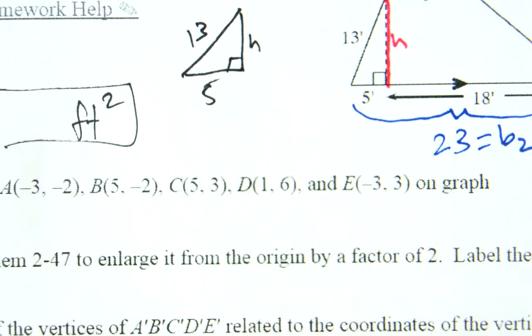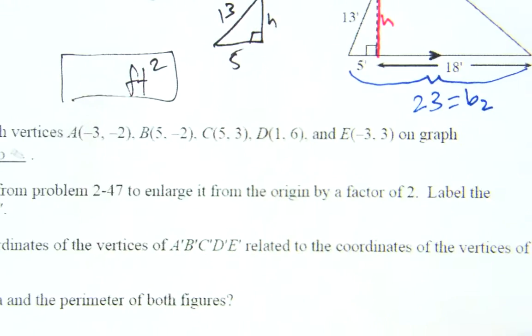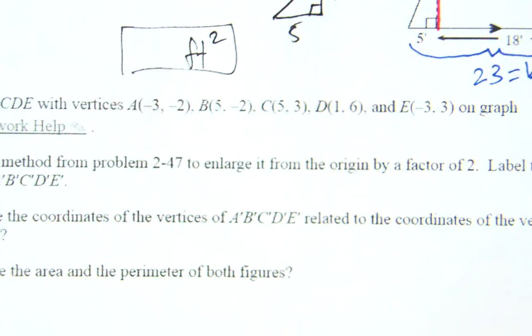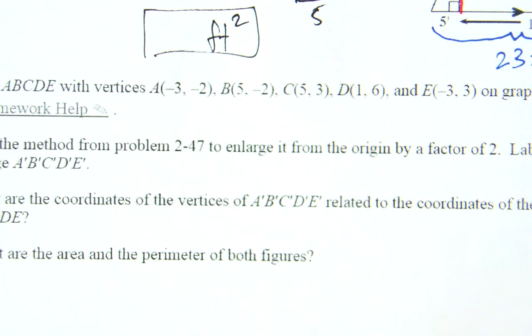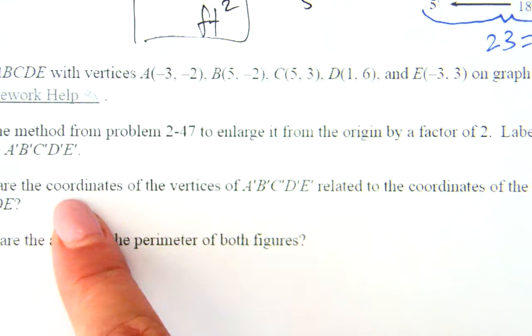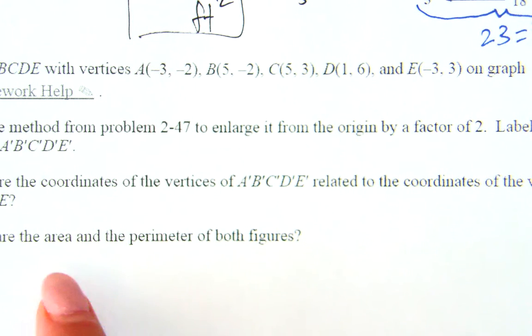Okay, 83. A, B, C, D, E on graph paper, and then use the method from problem 2-47 to enlarge it from the origin by a factor of 2, and then label it. And then write the coordinates down, which I'm sure you can do, so I'm going to do the picture first. And then what's the area and perimeter of both figures?